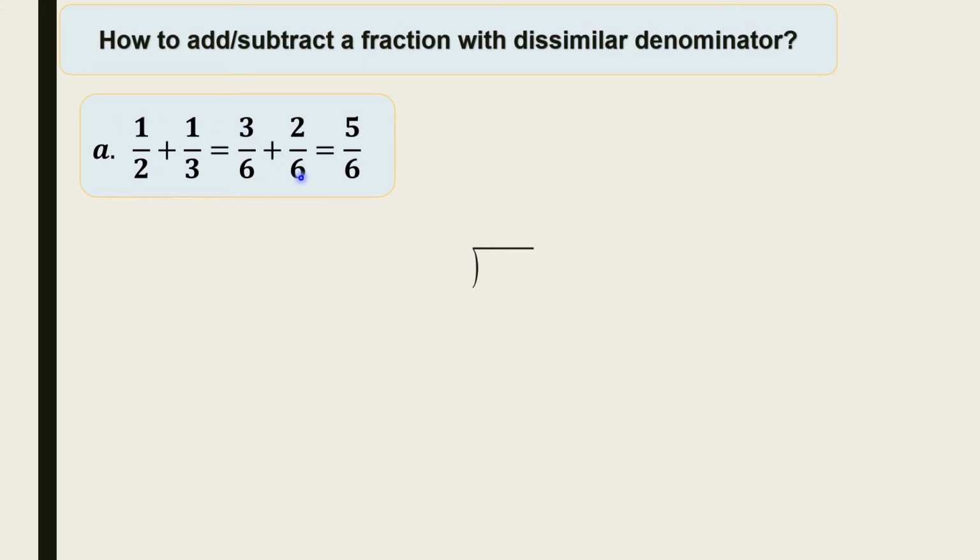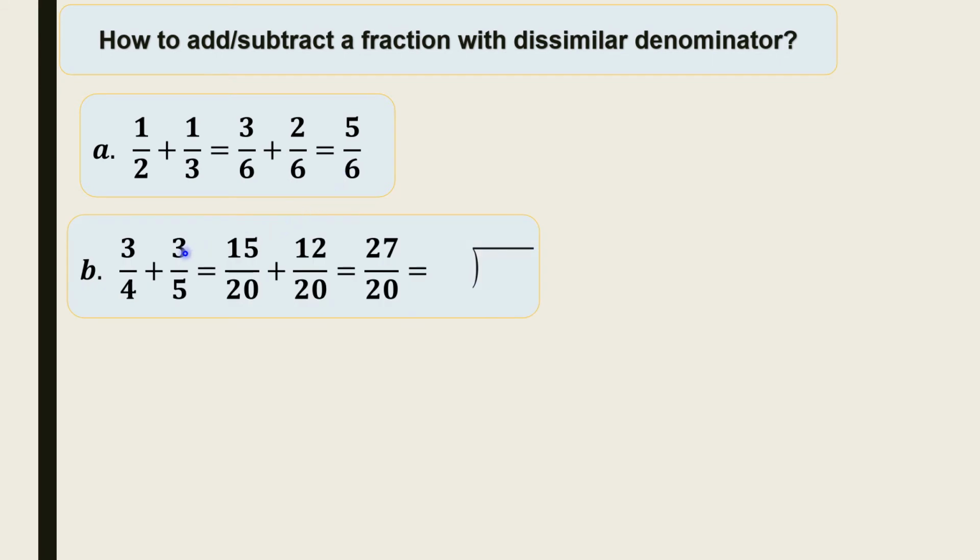And then the same thing happens on the other part. 6 divided by 3 is 2, times 1 equals 2. Then after you change them, they have the same denominator, like denominators, so you can add them. 3 plus 2 equals 5, and the 6, you just copy the 6 there.